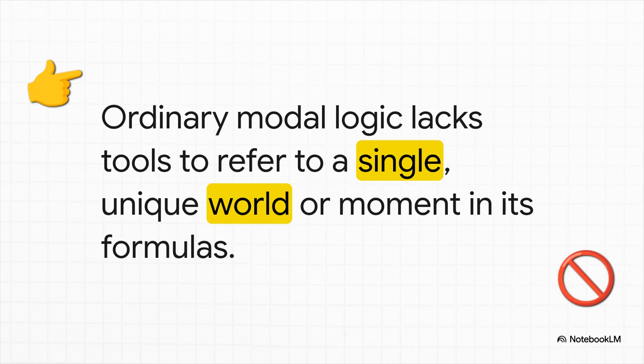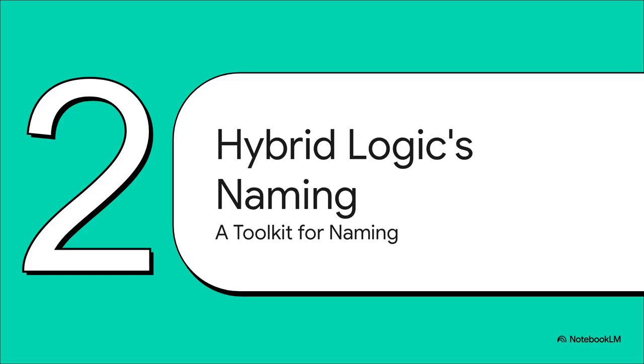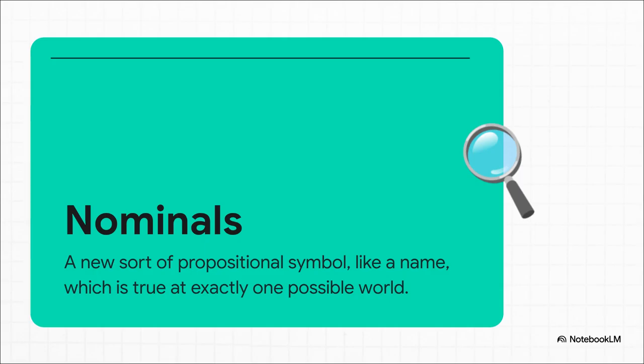So, how do we fix this? Well, the fix is what we call hybridization, and it's the core innovation of hybrid logic. It gives us a simple but incredibly powerful new toolkit, the ability to give names to specific moments or worlds right inside our logical formulas. First up in this new toolkit, we have nominals. Honestly, the easiest way to think about them is as literal name tags. You can take a symbol, like A or B, and just stick it on a specific point in time or a single possible world. It becomes its unique identifier.